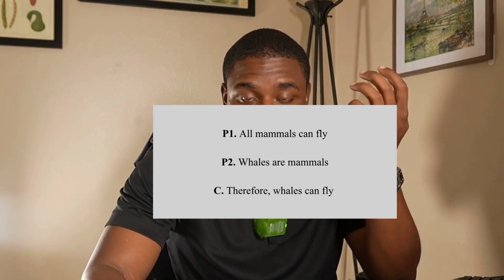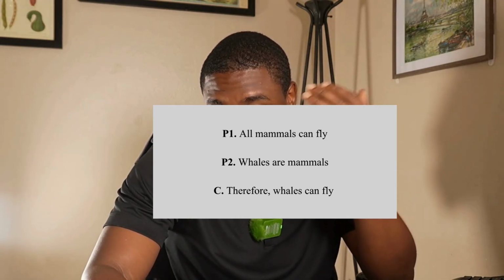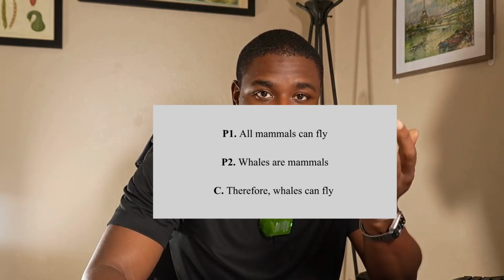The first premise is wrong. All mammals cannot fly. Bears are mammals. They can't fly. But the structure is, in a way, correct. The first point establishes a thing about mammals, that they can fly. The second thing establishes a type of mammal, whales.